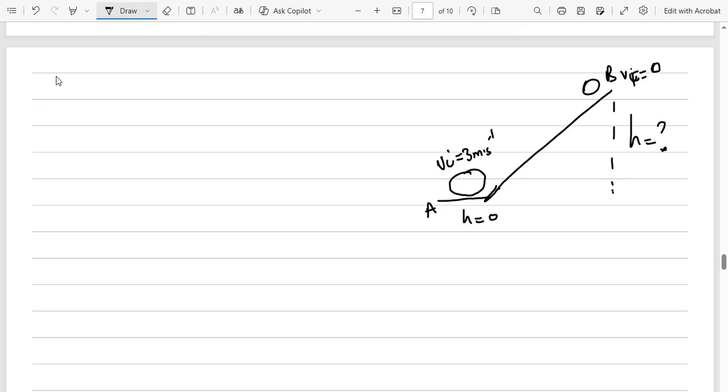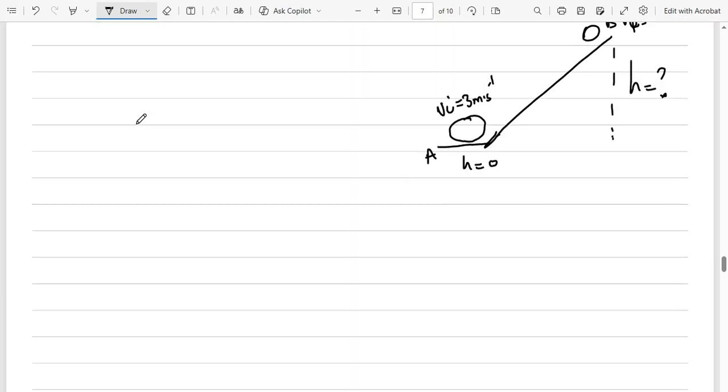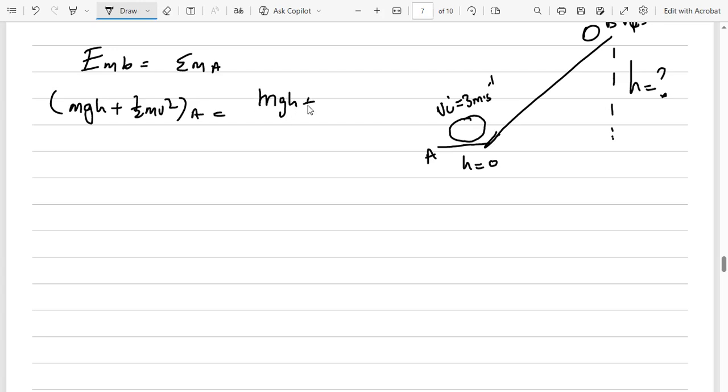Remember, when you see this in an exam, they'll say use the energy principle. You just know that the mechanical energy before equals the mechanical energy after. So this is mgh plus 1/2 mv squared at A. You equate this to mgh plus 1/2 mv squared at point B. Then you're going to do your substitution and see what you get.